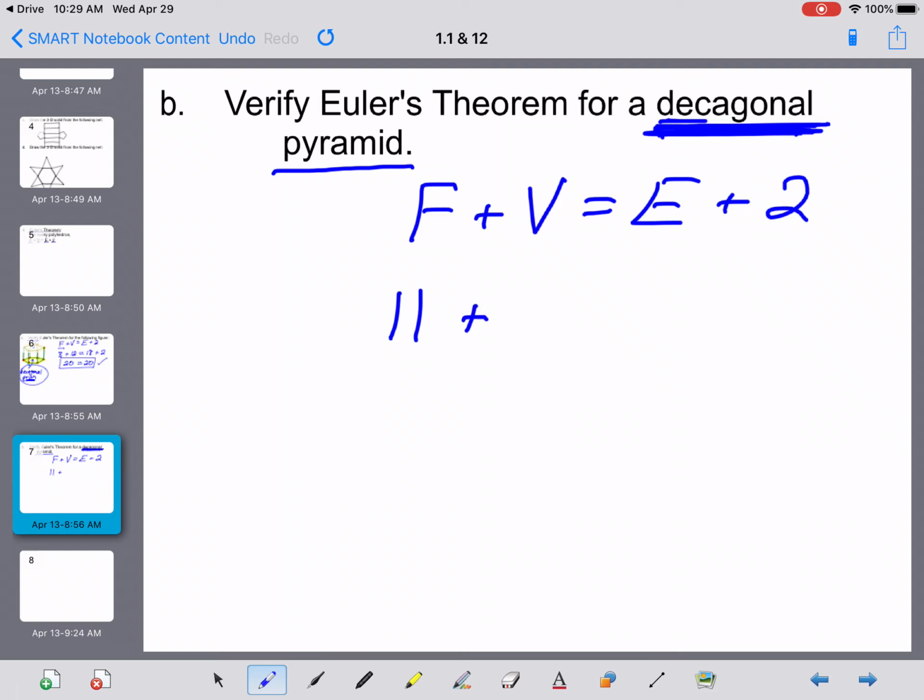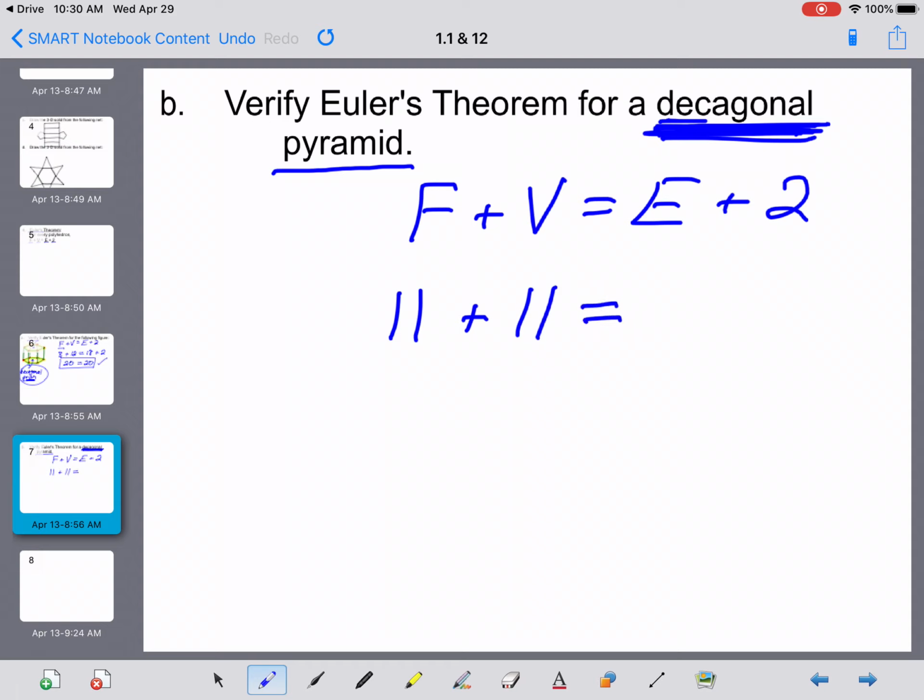Okay, let's think about vertices. Remember, a vertex is a point anywhere two different line segments come together. So again, let's be systematic about it. Down on the bottom, we have one base, and that base is a decagon. A decagon has 10 sides, which means it also has 10 vertices. So 10 vertices down there on the bottom. And in a pyramid, they all come from the base up to one single point at the very top, or the peak or the vertex of that pyramid. So for the number of vertices, 10 of them are on the table, if you will. They're on the bottom, and one up on the top means that we have 11 vertices here as well.